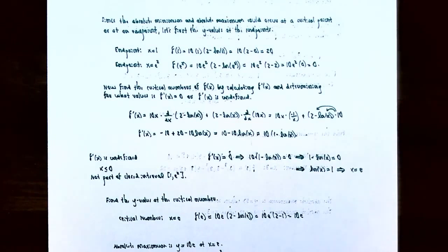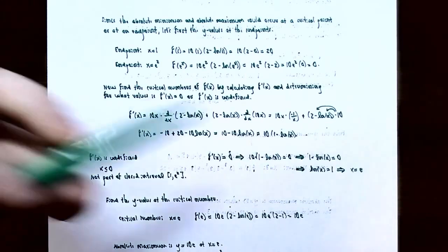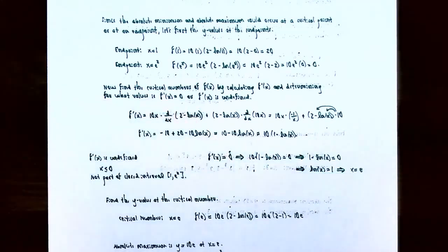Well, the natural logarithm is log base e. So you have log base e of e is 1. So that means x must be e. That's a critical number for the function.